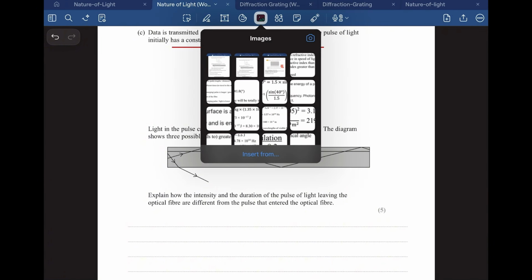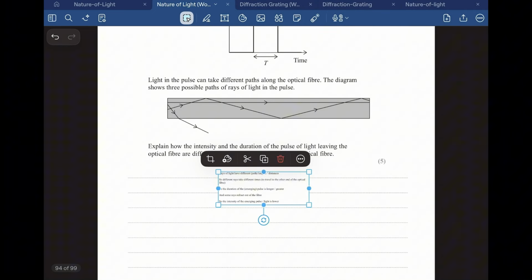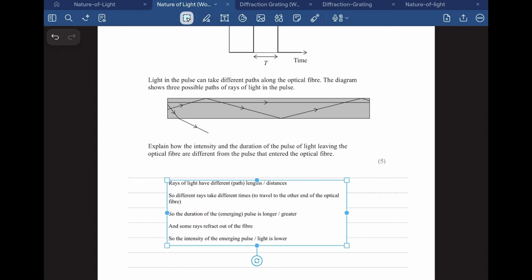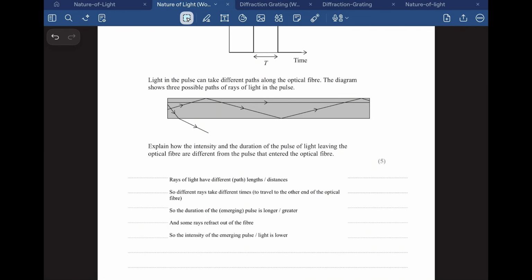Now this is going to be our answer: rays of light have different lengths and distances. We can see right here, one is zigzag, another one is straight, and another one is like this. That's why different rays take different times to travel to the other end of the optical fiber. As they have different distances, they will take different times, and all of the rays are moving in different ways.